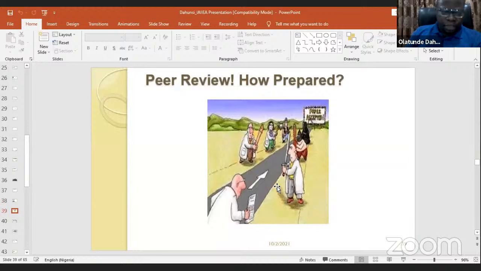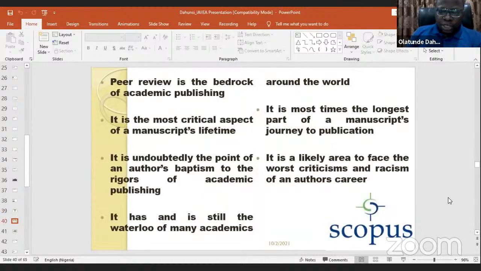Now, let's look at this peer review. How prepared are you as a researcher for peer review? Because this is what most people run away from in publishing. I said it is the bedrock of academic publishing. It is the most critical aspect of a manuscript lifetime. It's undoubtedly the point of an author's baptism to the rigors of publishing. It has been and is still the Waterloo of many academics around the world, whether in Nigeria or in the USA. It is most times the longest part of a manuscript's journey to publication.